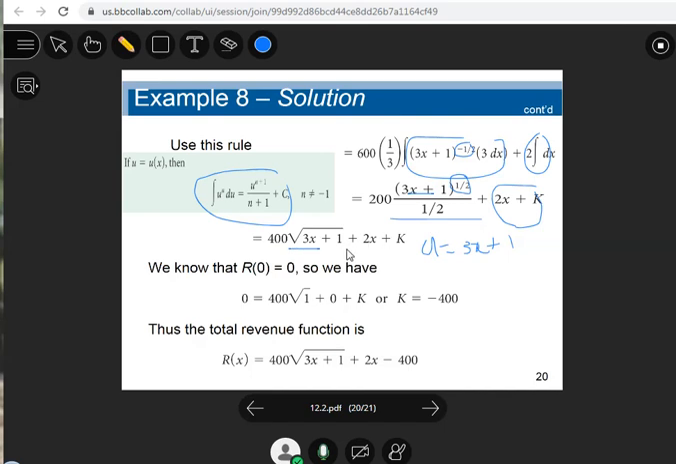Now you can write like this way. So if we need to find the value of the constant, we know when x is equal to 0, revenue is also equal to 0, then we can obtain by substituting k is equal to negative 400. So this is your final revenue function.